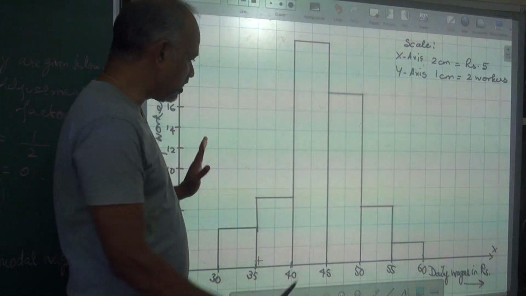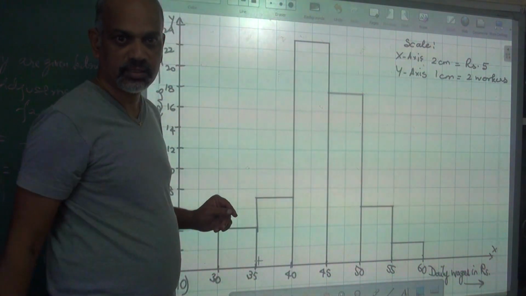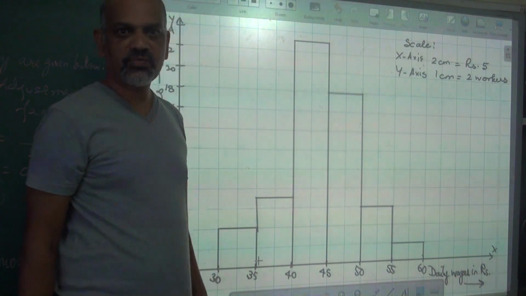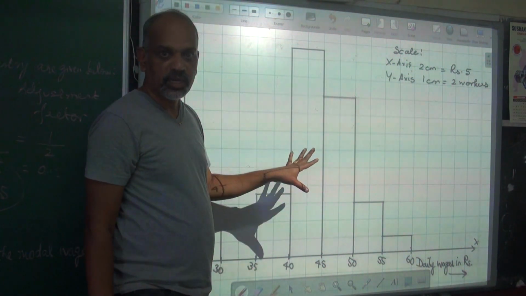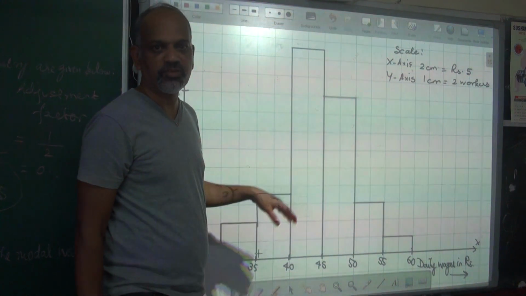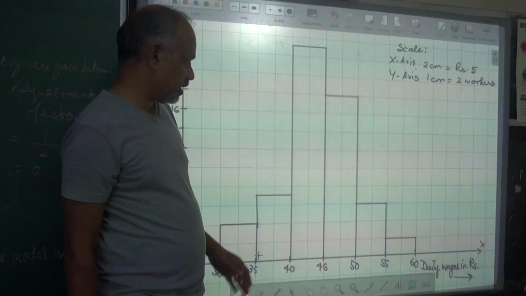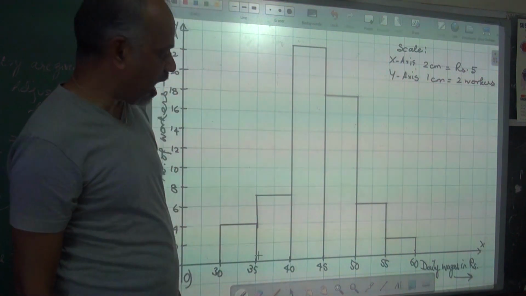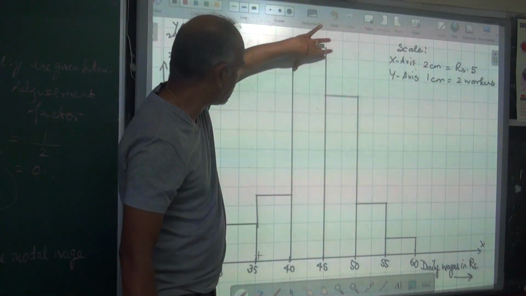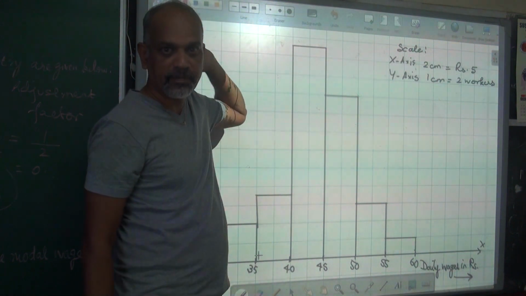If you notice, all these bars are stuck to each other. This sort of a graph is called a histogram. Okay. So we've drawn the histogram. Now using this histogram, you have to find the mode. Okay. For that, you look at the highest bar. The highest bar is this one. That's the highest bar. Okay.